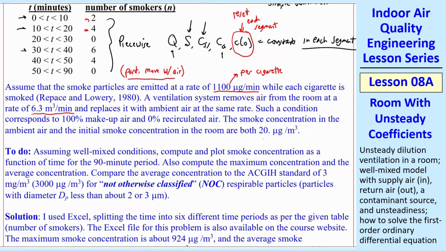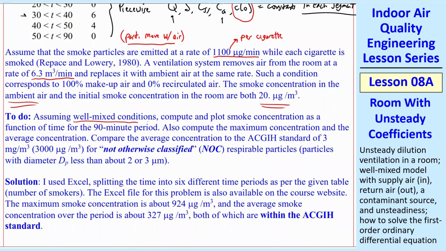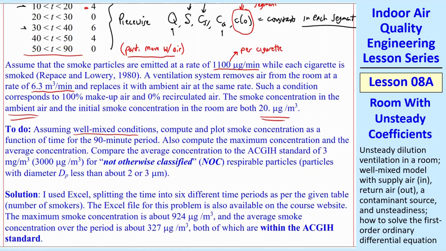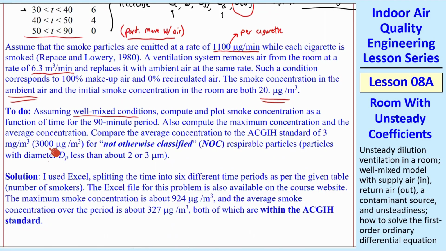The initial smoke concentration in the room is not 0, but it's 20 micrograms per meter cubed. And the ambient air also has some smoke from the ventilation system. We just set both of those to 20. Assuming well-mixed conditions, compute and plot smoke concentration as a function of time for this 90-minute period. These times are in minutes. And also compute the maximum concentration and the average and compare with the standards. Here's one of the standards, 3,000 micrograms per meter cubed for these particles.